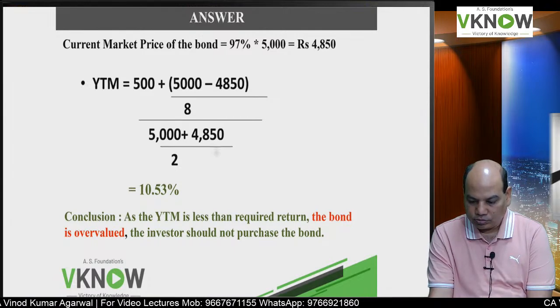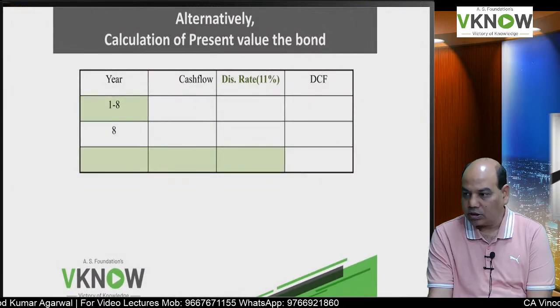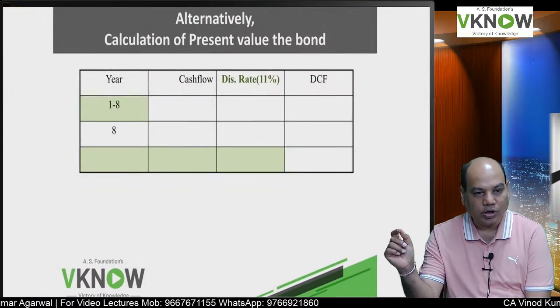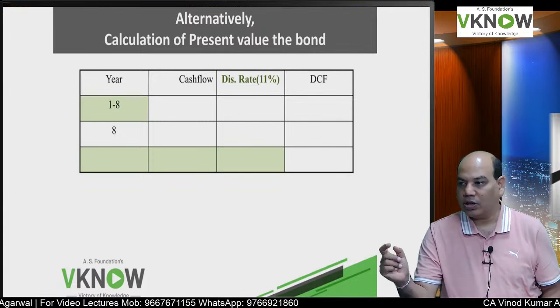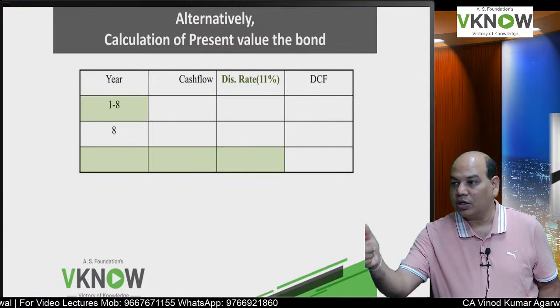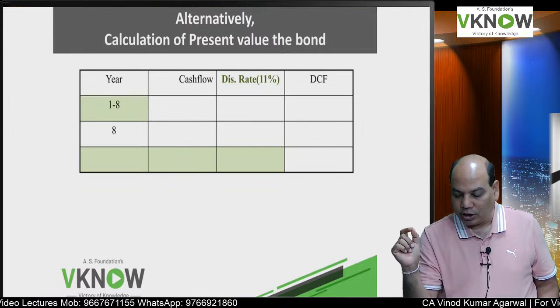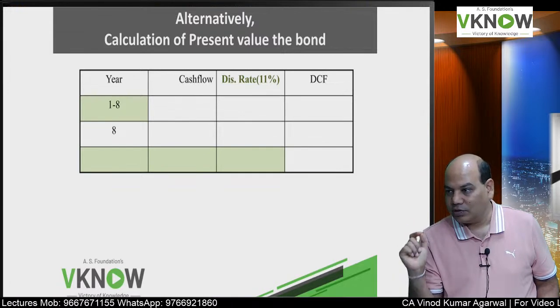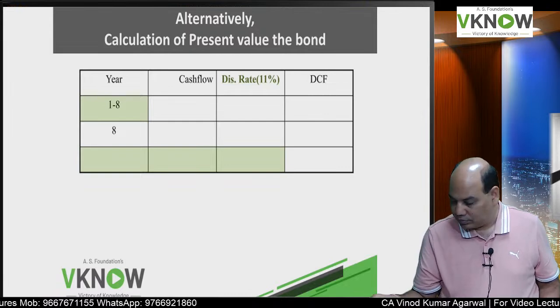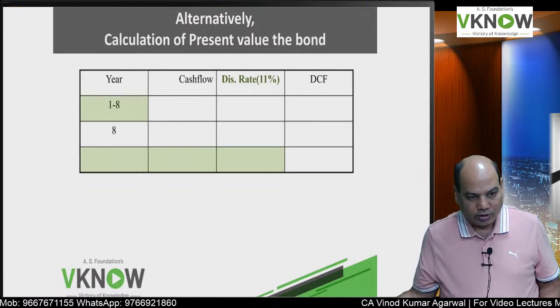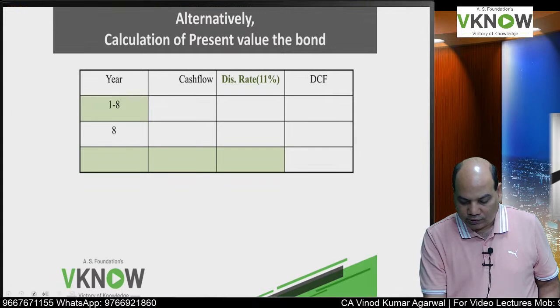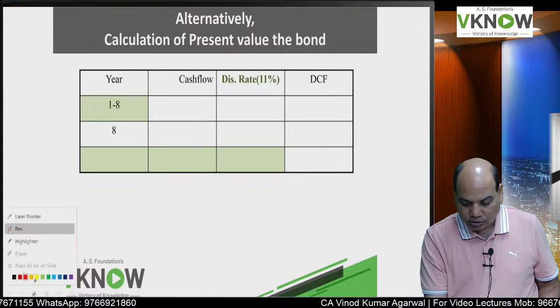Now we'll go to another way of solving the same question. Write down alternatively, this is method 2. This time we'll compare intrinsic value with current market price, and intrinsic value will be calculated using 11% discount rate. In the exam, just apply one of the two methods.